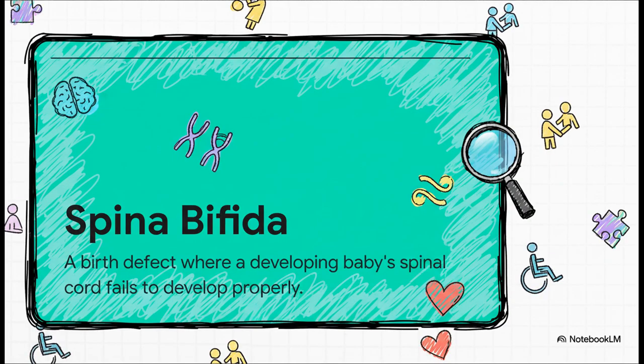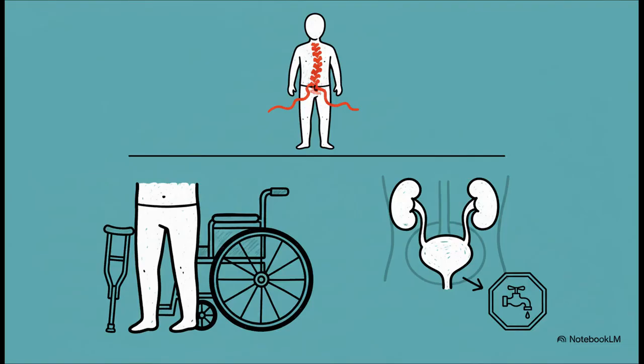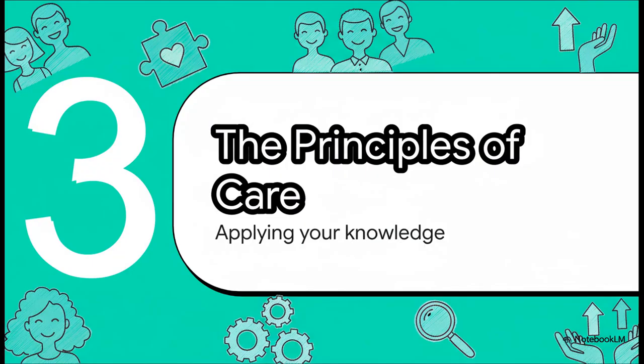All right, our next condition is spina bifida. The definition is pretty straightforward. It's a birth defect that happens when a baby's spinal cord doesn't develop or close properly while in the womb. And because this is all about the spinal cord, the effects are, as you'd expect, mainly physical. This often means physical disabilities that affect someone's ability to move around, and it can also include problems with bowel and bladder control.